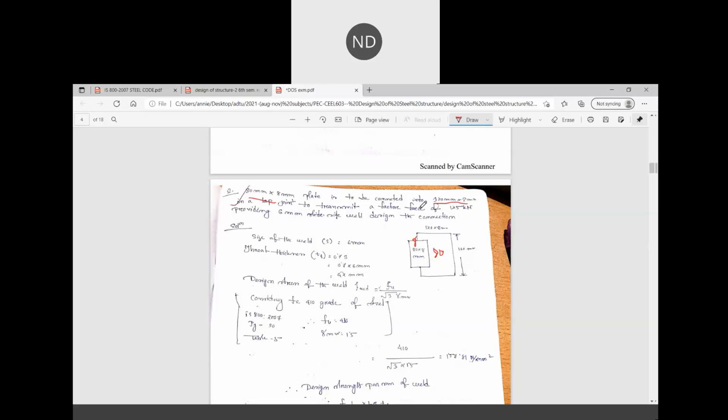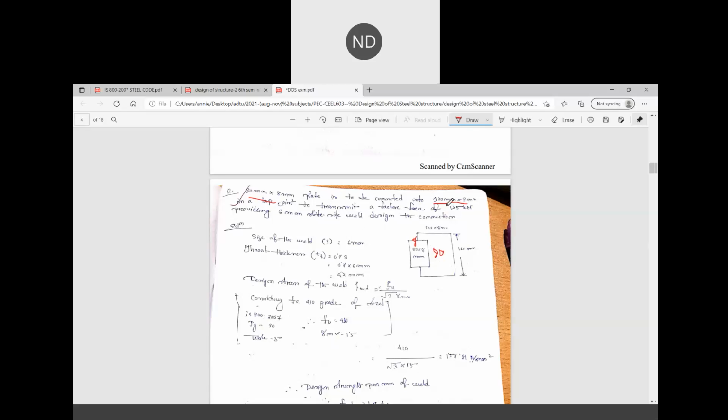Okay, so these two are to be joined as a lap joint. It is mentioned here, a lap joint. Lap joint means what? Overlapping each other. So this plate is at the top and this is at the bottom. These two have to be joined for some design purpose, to transmit a factored load.